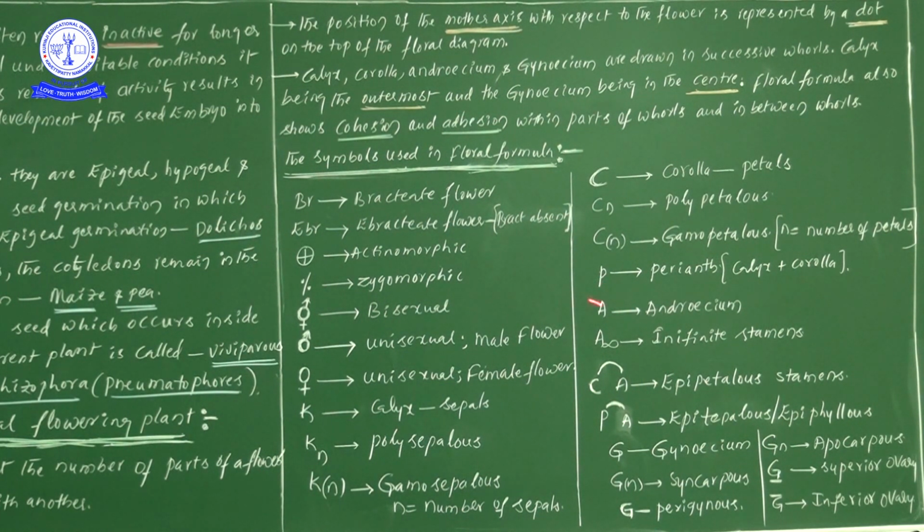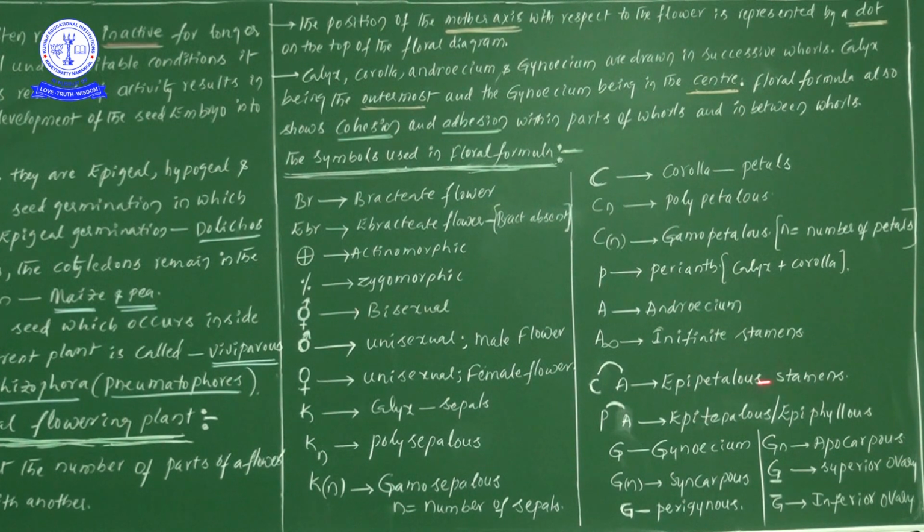Next, for androecium we will take A. Next, how many stamens? An infinite number of stamens we will take as the infinity symbol. Next one, Ca, means that a bracket-like structure will be there upon the Ca, which indicates which one?